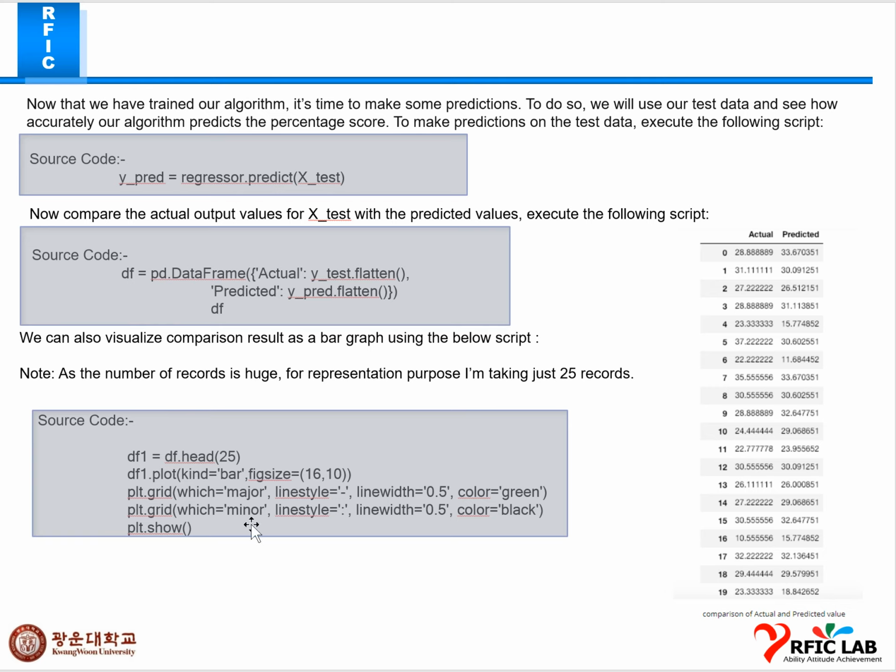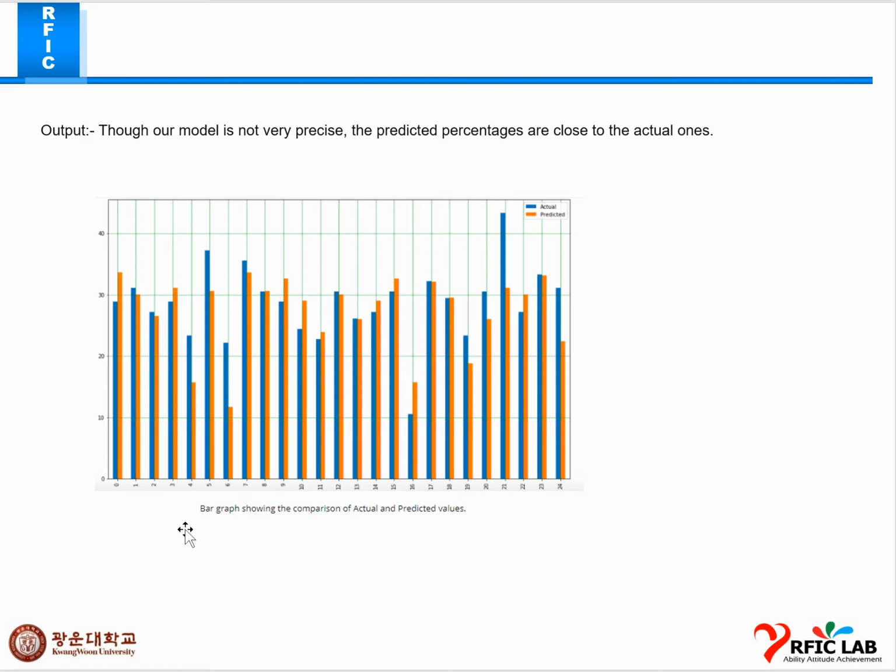How much size you want, you can mention using this script, this line of code, and with every function you can set the major and minor lines, how much line width there will be, and what color is defined for which grid. Then, for getting the final result, you use the plot.show script. Using this line of code you can see the graph. This is the bar graph showing the comparison of actual and predicted values. As I said, in the previous slide it was in tabular form, and this is that data in bar graph form.